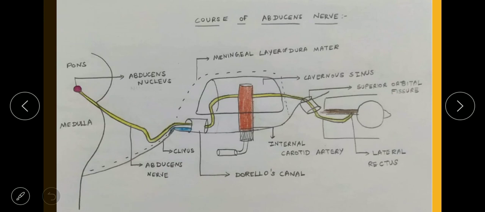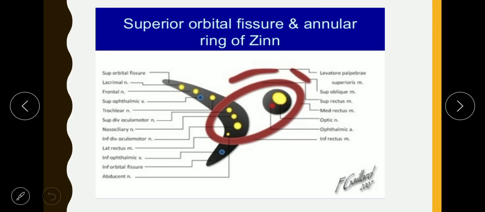Once again we can see this. After it exits the cavernous sinus, it moves through the superior orbital fissure and then into the orbital cavity and ends by supplying the lateral rectus muscle. The only muscle supplied by the abducens nerve is the lateral rectus muscle, and it causes the lateral rectus to abduct or laterally rotate. This is a picture of the superior orbital fissure and the annular ring of Zinn.